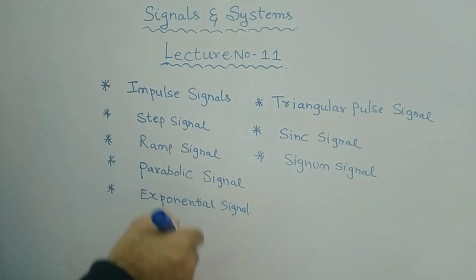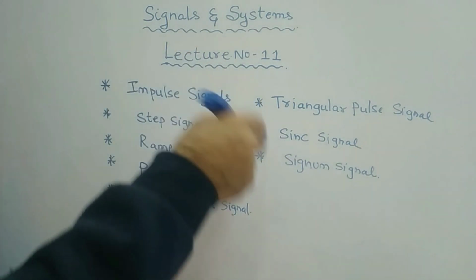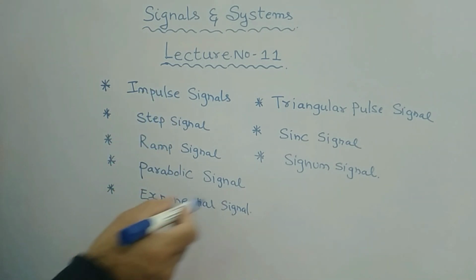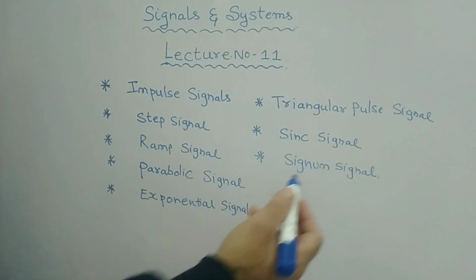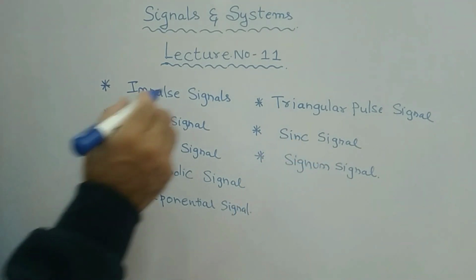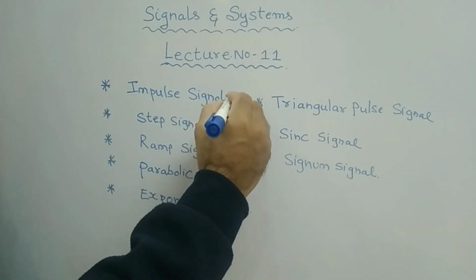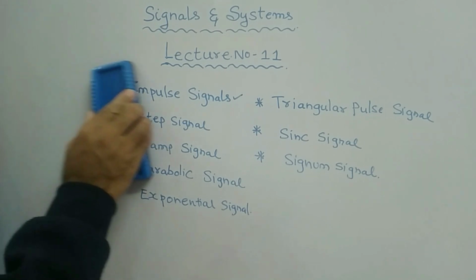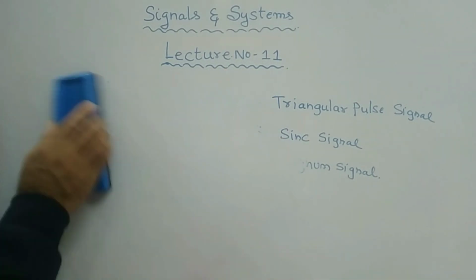So these various signals can be classified under standard test signals, also called elementary signals: impulse signal, step signal, ramp signal, parabolic, exponential, triangular pulse, sinc signal, and then signum signal. Out of which we already discussed the first one, the impulse signal, in our previous presentation. Let us see the remaining ones, starting with the step signal. What is a step signal, and what is the ramp signal? These we will see one by one quickly.